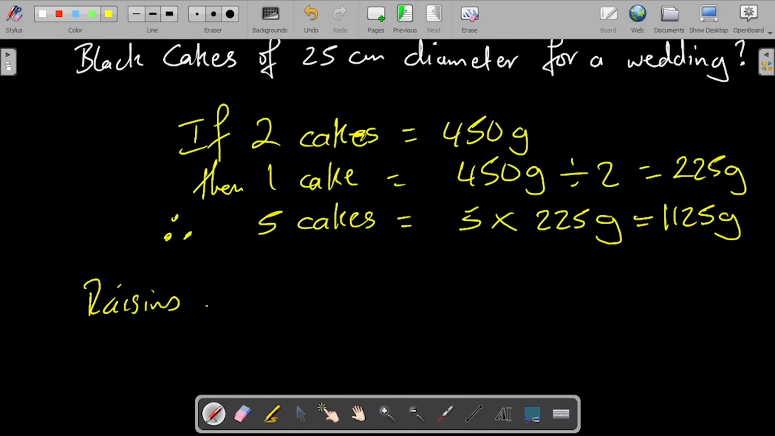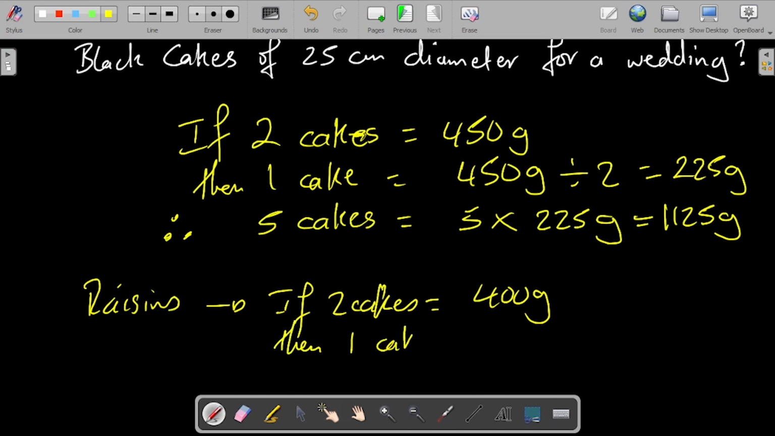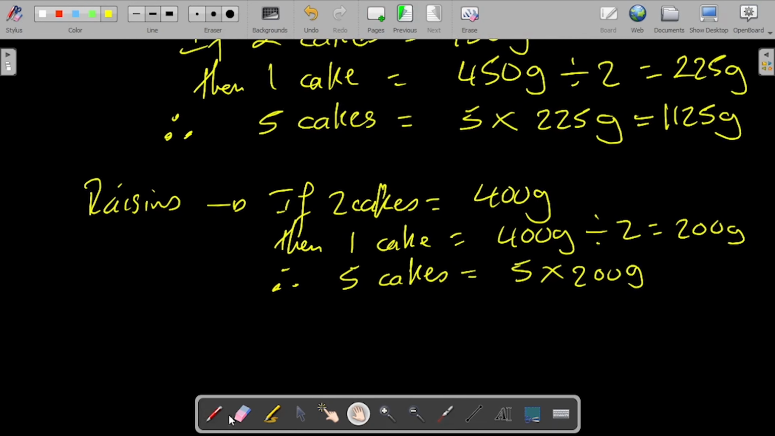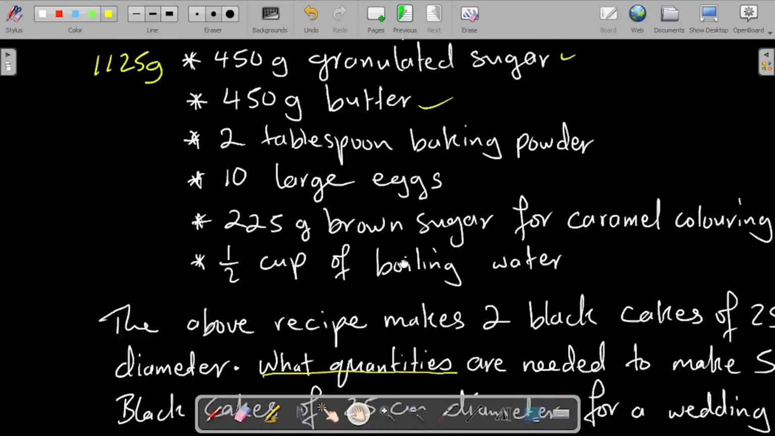Okay, so we say if 2 cakes equals 400 grams, then 1 cake would be equal to 400 grams divided by 2, which is 200 grams, right? Therefore 5 cakes would be equal to 5 times 200 grams, and 5 times 200 would be equal to 1000 grams, right? So you would need 1000 grams of raisins.